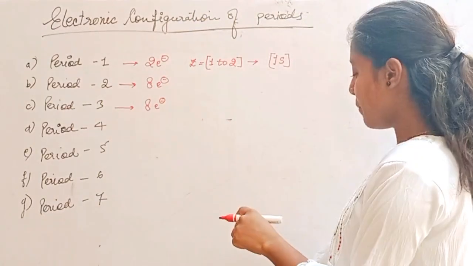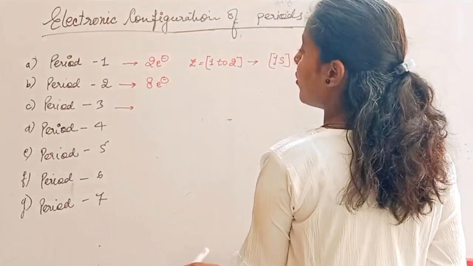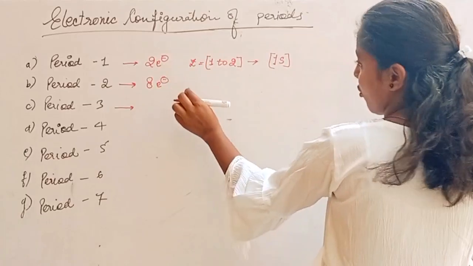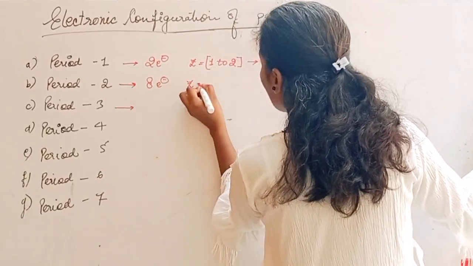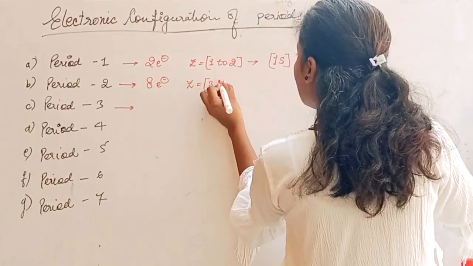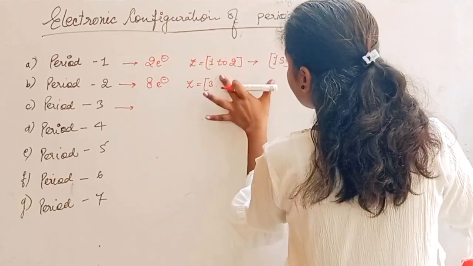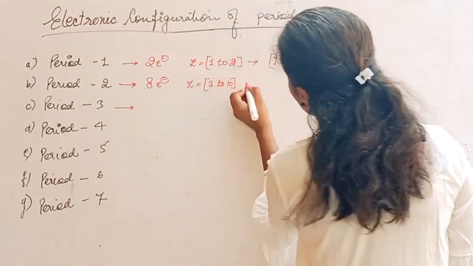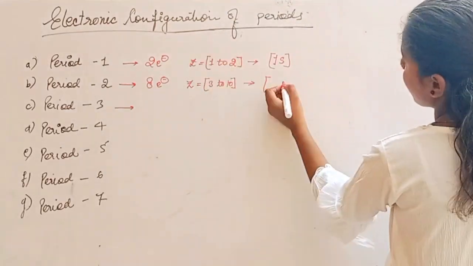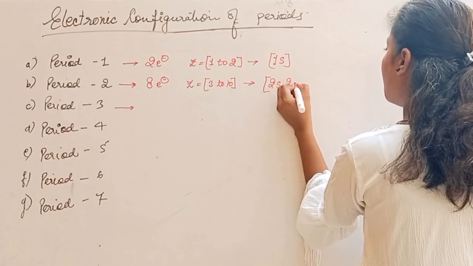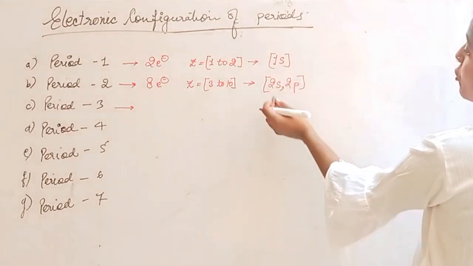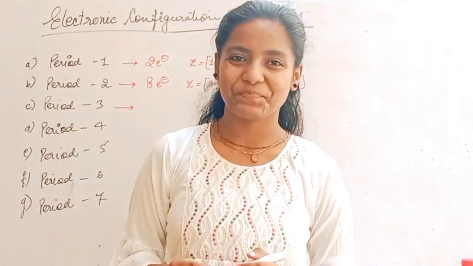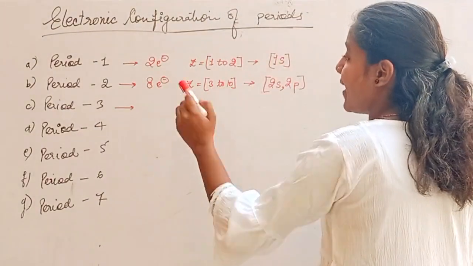Now why is that? First of all, let me explain to you the second period. Then we will jump on to the third period. So in the 8 electron period, in the second period, we are going to write Z as 3 to 10, and the electronic configuration will be written as 2s and 2p. How? 2s1, 2s2, and 2p1 and 2p2. Clear? And they exist from 3 to 10, 8 electrons.